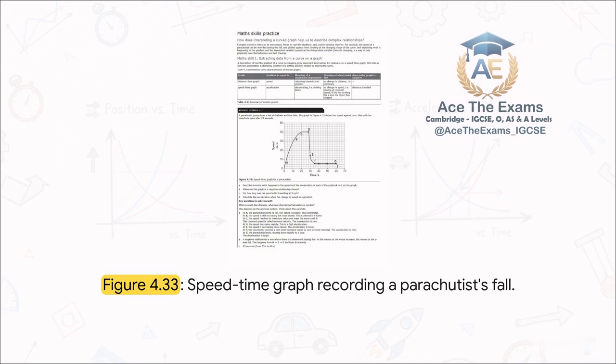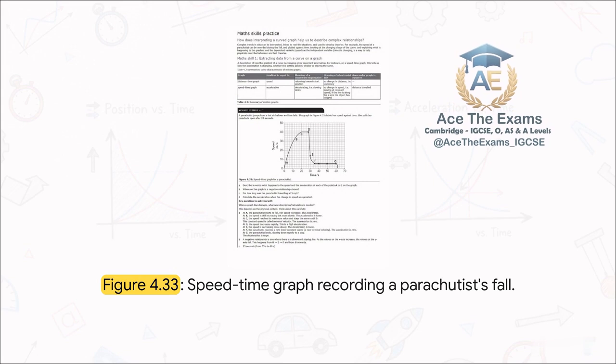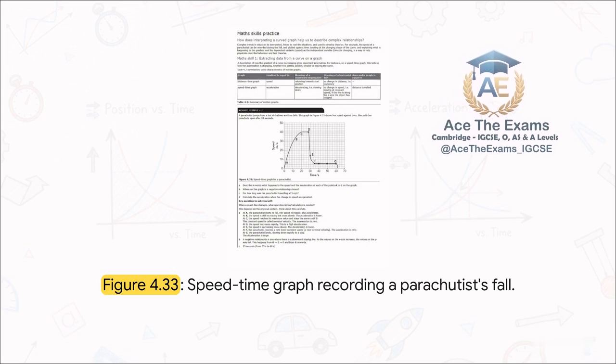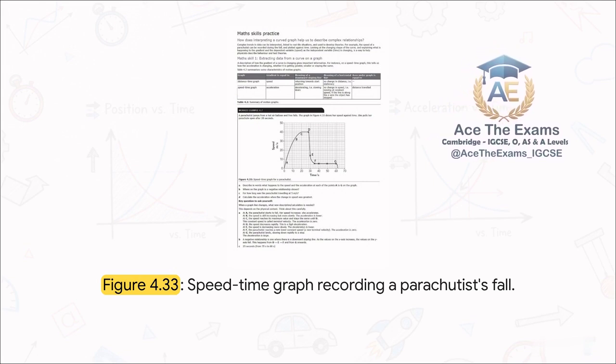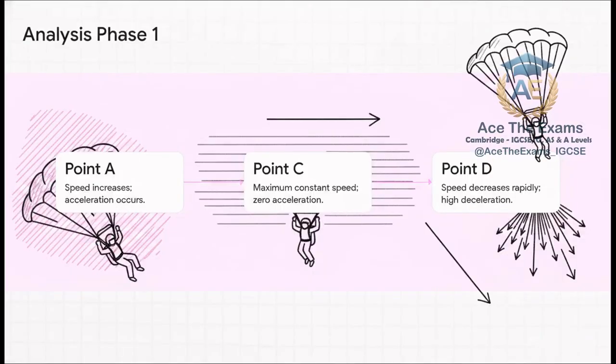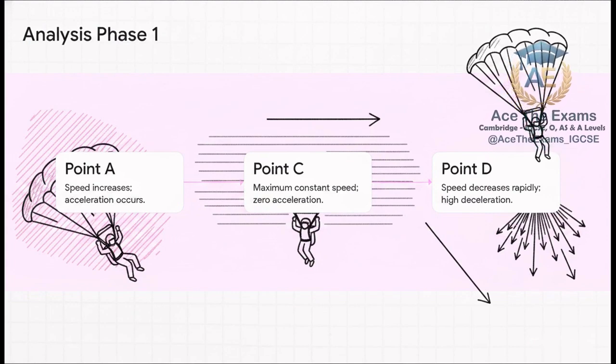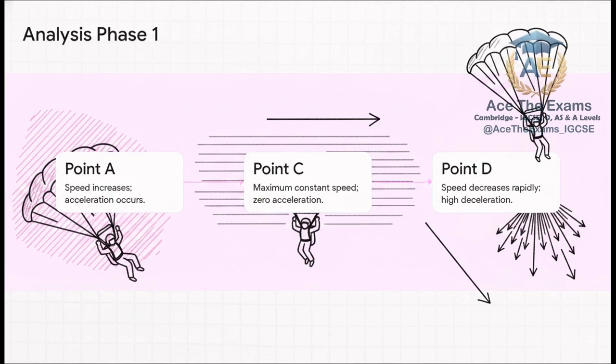What we have is the speed of a parachutist plotted against time during a free fall. By extracting data from the changing shape of this curve, specifically looking at the gradient, we can accurately describe the physical behavior of the fall. Let's break this down chronologically, step by step. Focusing on the first phase, right at point A, the parachutist jumps. Her speed increases, meaning she accelerates, and notice that really steep, aggressive gradient right at the start.